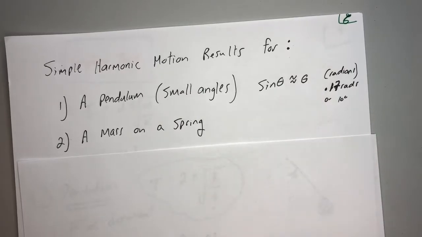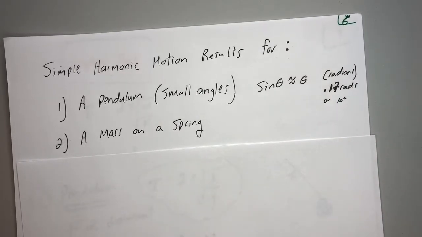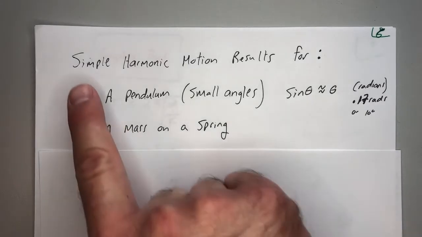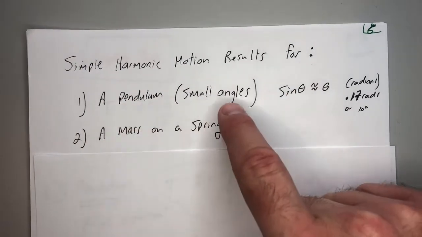If you do this on your calculator, you type in the sine of a really small angle in radians, and you say, oh, the sine of that angle is about equal to the angle. You have to be less than about 0.17 radians, or approximately 10 degrees, for the sine of theta to be about equal to theta. That's the situation when simple harmonic motion results for a pendulum at these small angles.